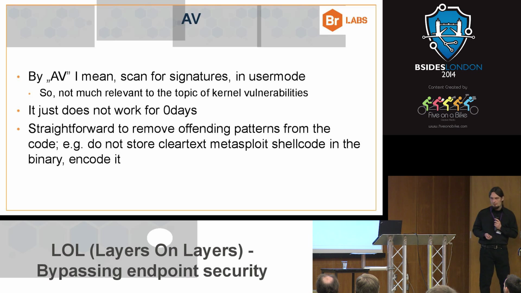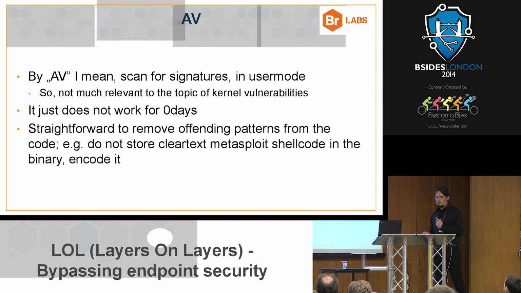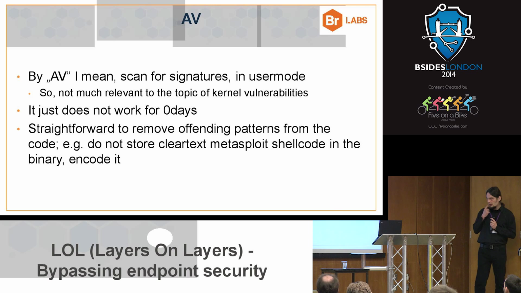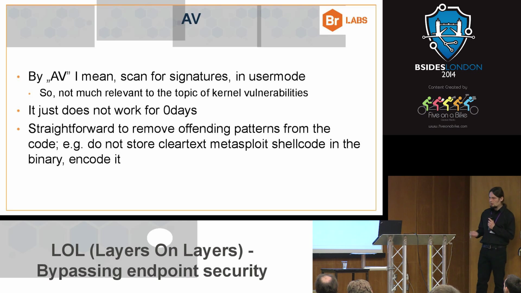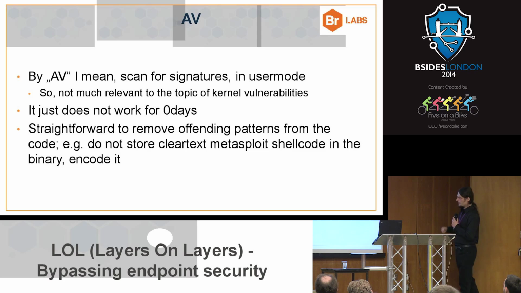If it worked. But AV does not work. It does not work for 0-days, almost by definition, because 0-days means no available signatures. And even if you try to exploit a well-known old vulnerability, it's usually trivial to just tweak the exploit code so it does not carry some offending pattern. For instance, if you use some well-known shellcode from Metasploit, you cannot include it in the clear because AV will catch it easily. So you just need to encode it in some simple way.